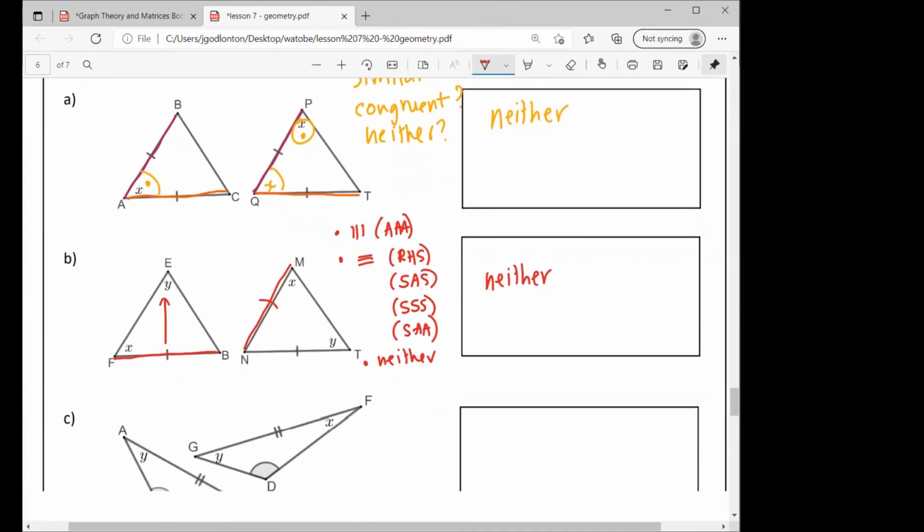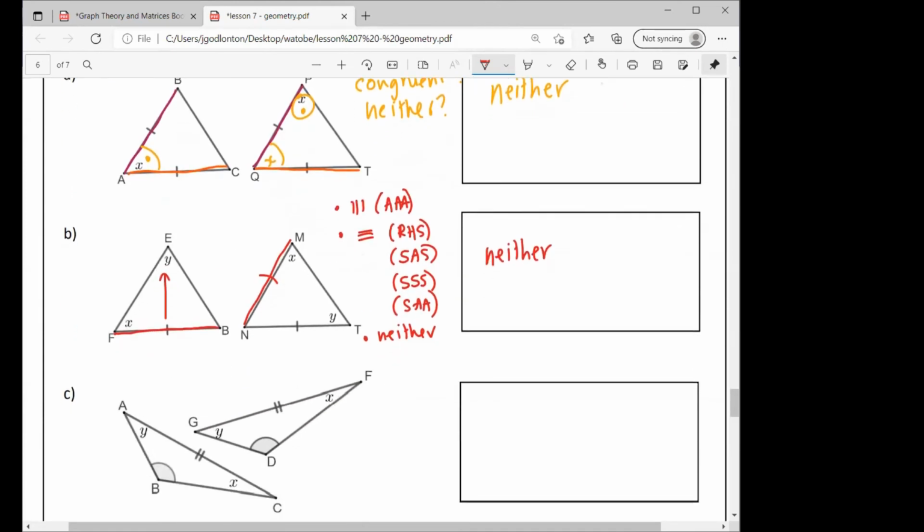Okay, let's try C. Similar, congruent, or neither? And if it is similar or congruent, I want the reason with it.